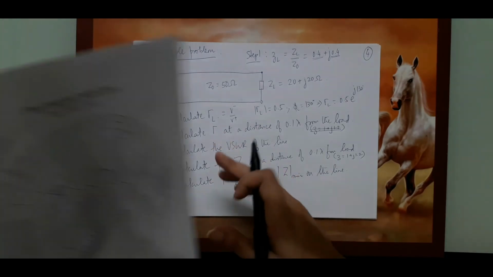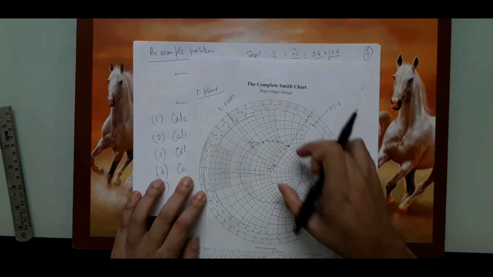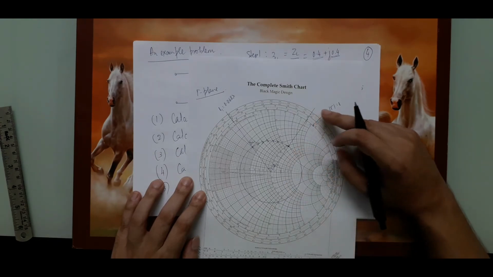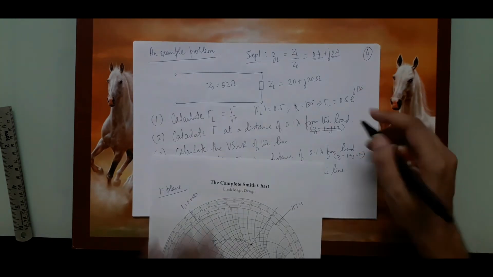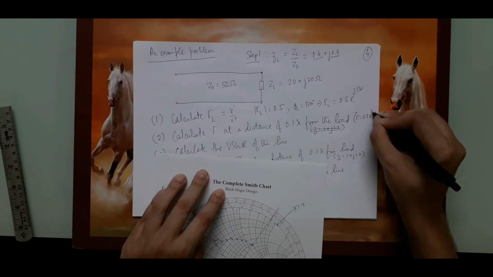How do I find out gamma? If you notice, mod gamma will be the same because we are looking at the same circle. Only what will change is this angle. The angle is now roughly about 60 degrees. So here gamma will be 0.5 e raised to j60.